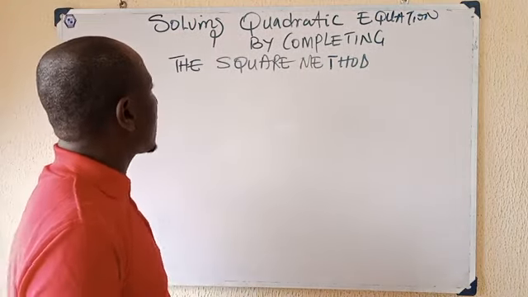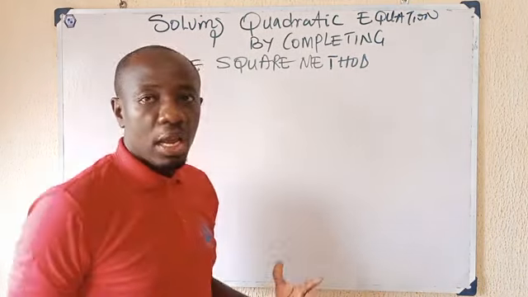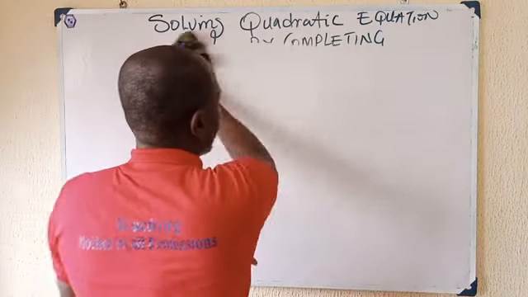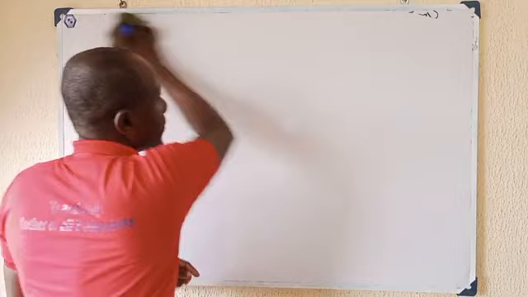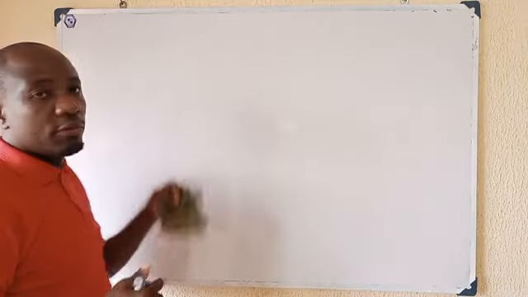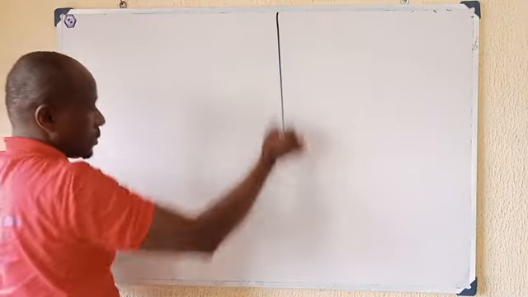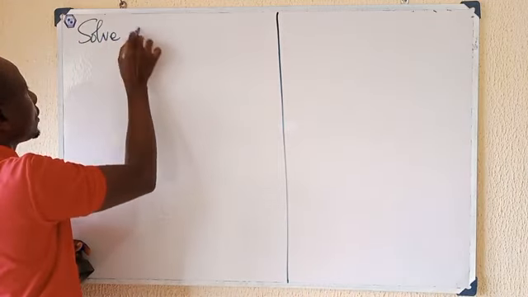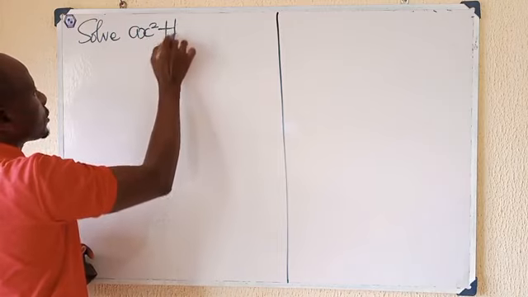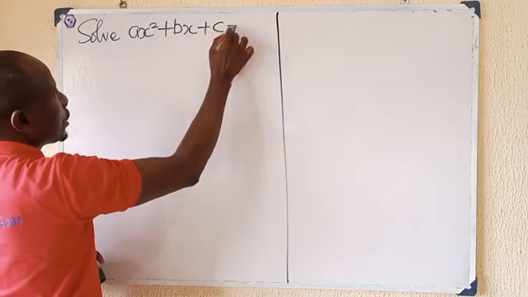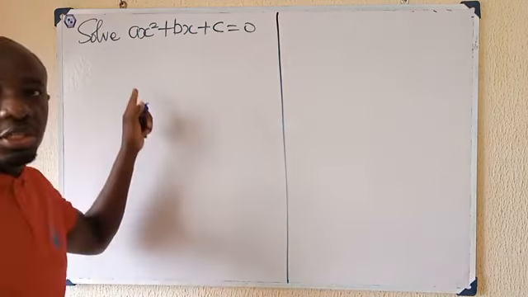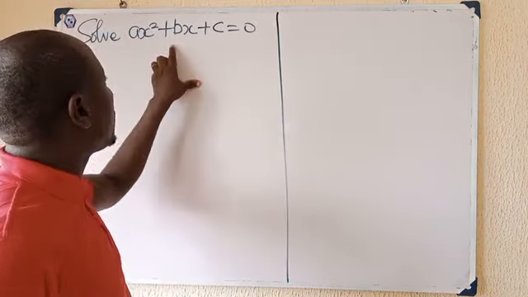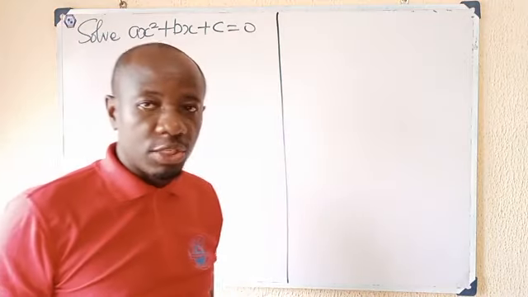Now, the first thing we are going to look at is this. Assuming we are asked to solve this type of equation, let me give you the general form of a quadratic equation: ax squared plus bx plus c equal to 0. Remember that this is the general form of a quadratic equation. So today we are going to solve this particular problem using the completing the square method.